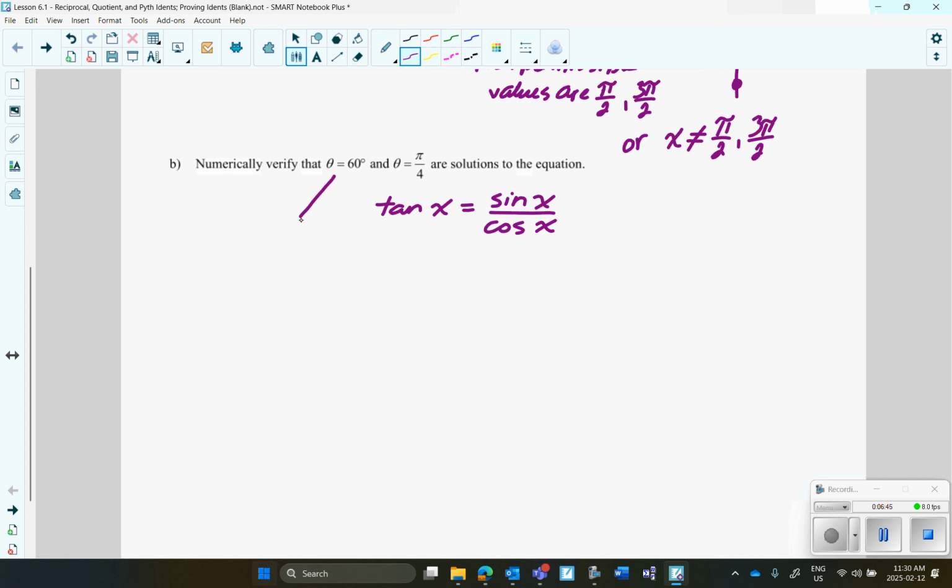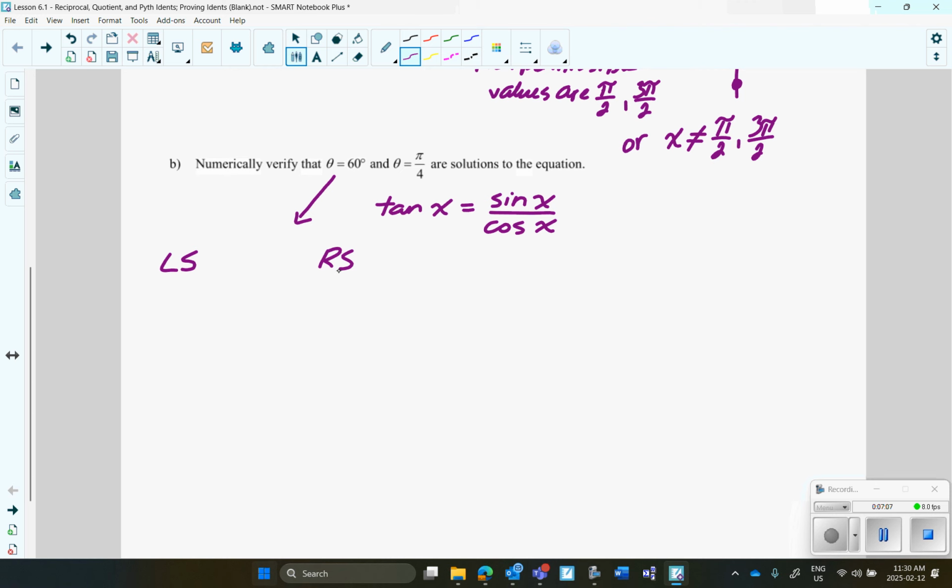So let's do that one. And here's how we set it up. Here's how we set up proving one side equals the other. First of all, we have a left side and a right side. And in the left side, we've got tan x. On the right side, we've got sine x over cos x.